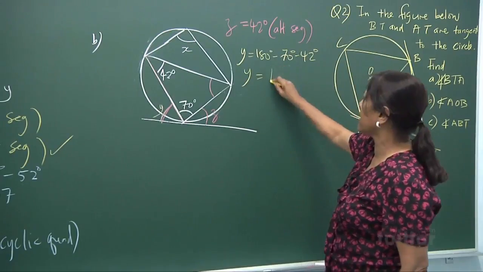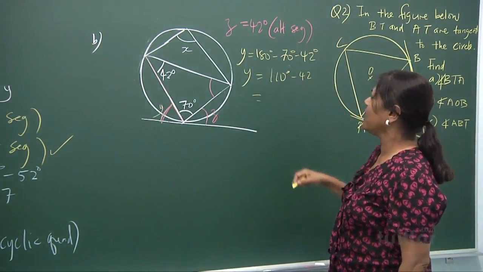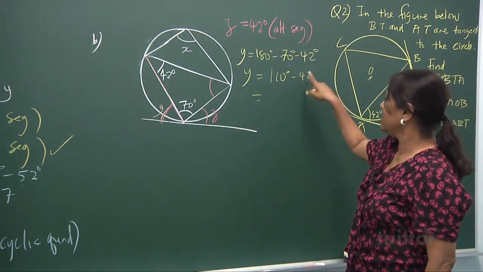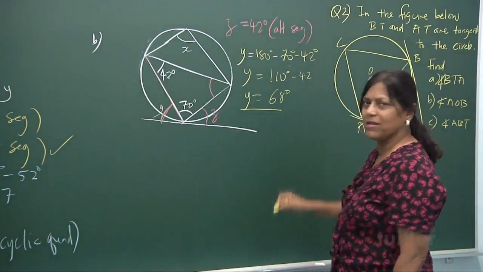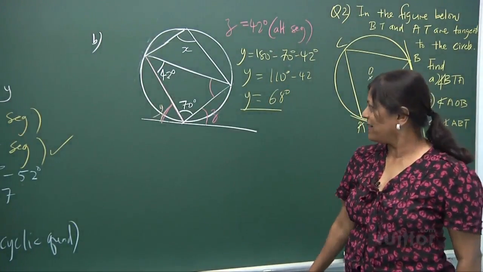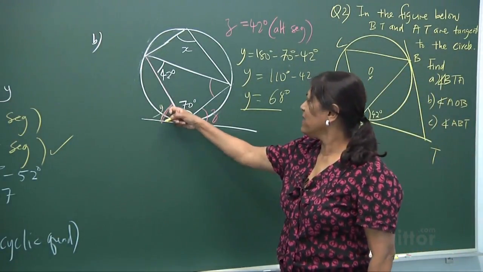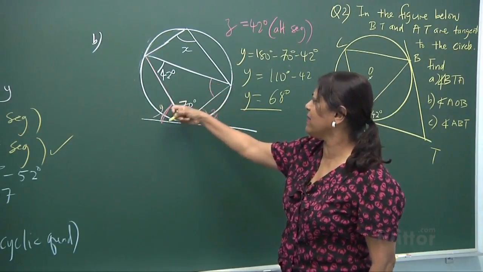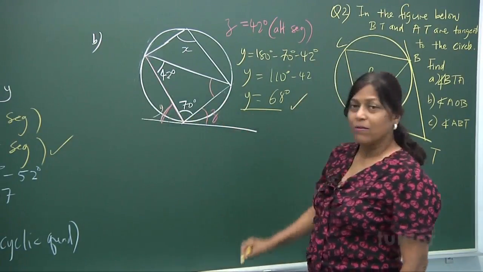180 take away 70 is 110, minus 42. 110 take away 40 is 70. 70 minus 2 will be 68 degrees. Got it? Great. So your Y is 68 degrees. Now once you've got 68 degrees, do you see this angle equal? Alright, that's 68 degrees. Right?